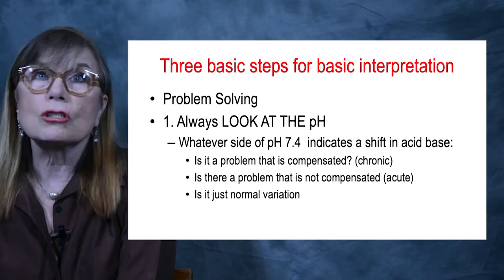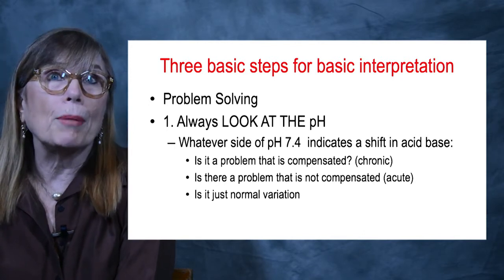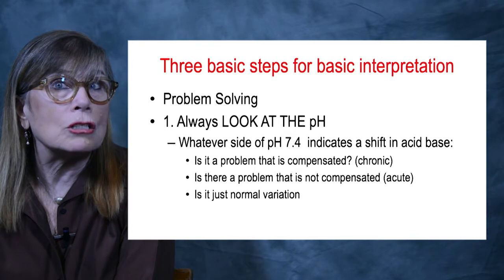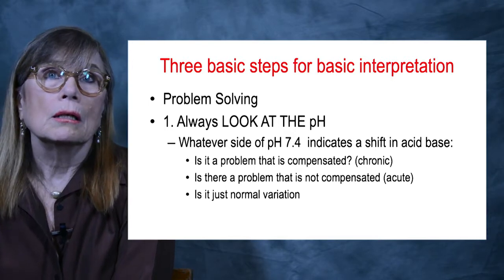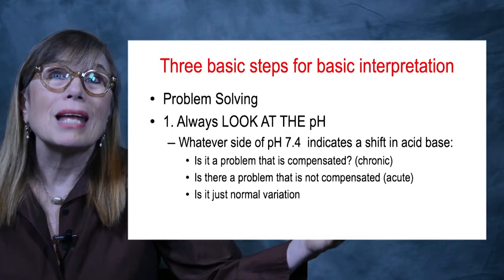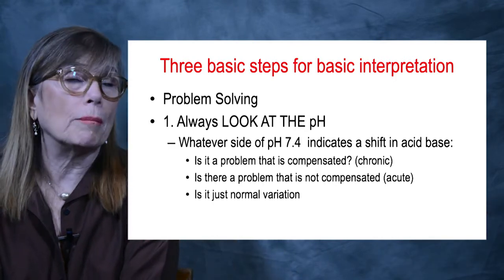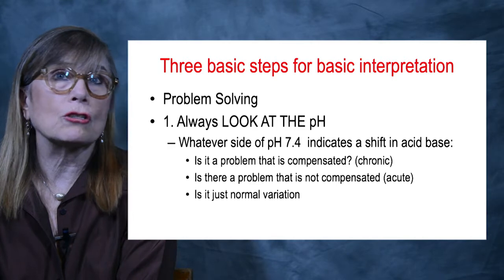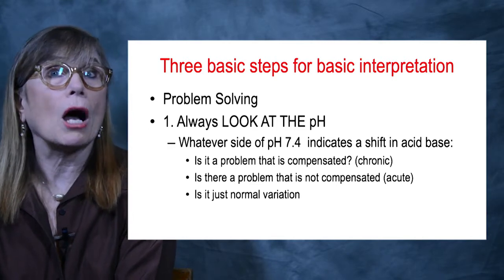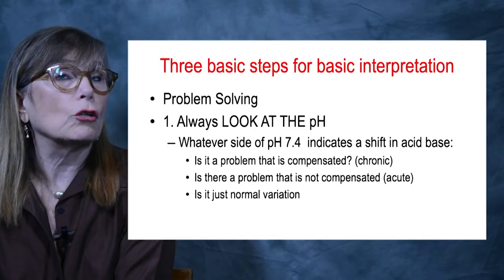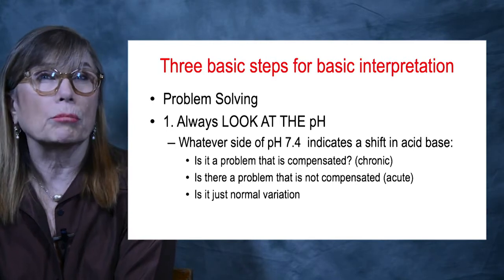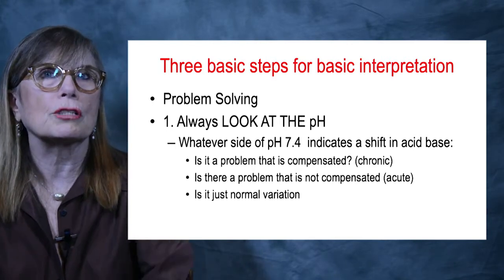If the pH is down but inside the range and something else is contributing acid, you have a problem. But if your pH is in range, you always know that problem's been compensated. So we're going to take a look at this in a few minutes as we look at some blood gases to make sure that we understand.